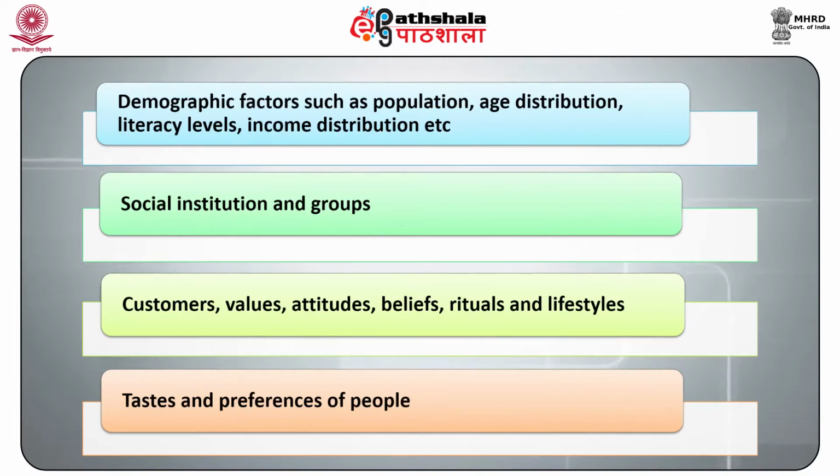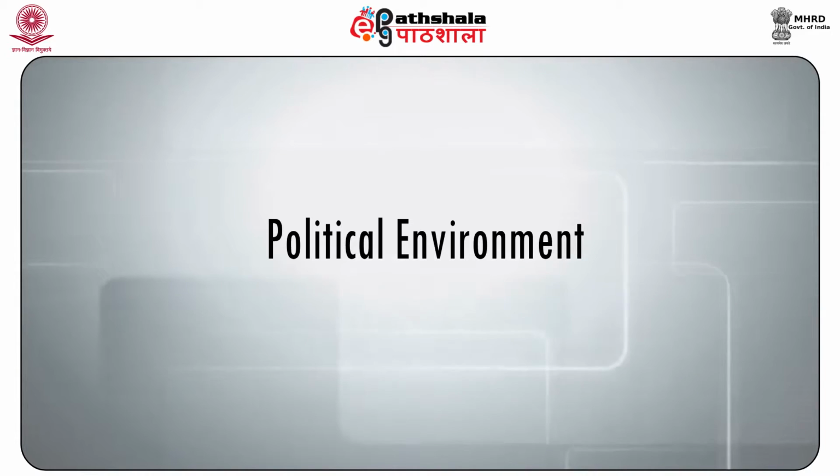Second, social and cultural environment. Social and cultural environment includes those factors which have a considerable influence and are beyond an organization's premises. These include demographic factors such as population, age distribution, literacy levels, income distribution, etc. Social institutions and groups, customers, values, attitudes, beliefs, rituals and lifestyles. Lastly, tastes and preferences of people. Social and cultural environment is highly important for an organization as its crucial decisions depend upon the cultural atmosphere in which the business functions.